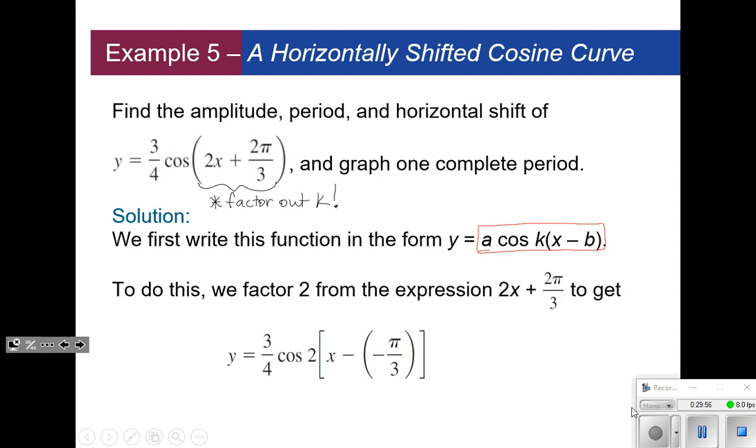So they pull out k, so 2 pi over 3 divided by 2 is just pi over 3. Because it's plus, they rewrote it to be minus a negative. That was the plus. They rewrote it to be minus a negative. So all this tells me is now I'm shifting left pi over 3.